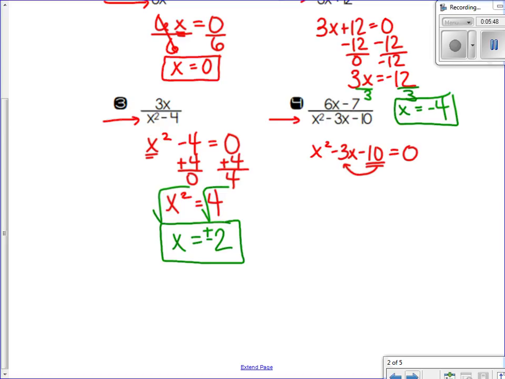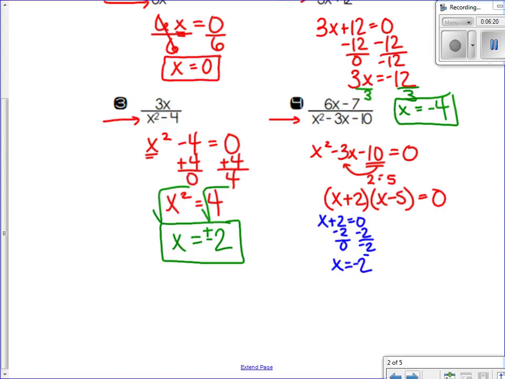So that means I'm going to need 2 times 5, and the 5 is going to need to be negative because it's got to add up to negative 3. So to write that as factors, I got x plus 2 and x minus 5, and I'm still setting them equal to 0. So I got to find my solutions there. So whenever I do that, if I say x plus 2 equals 0, subtract 2 from both sides. So I'm going to get negative 2. X equals negative 2. There's 1.